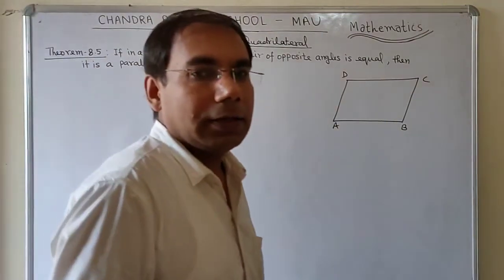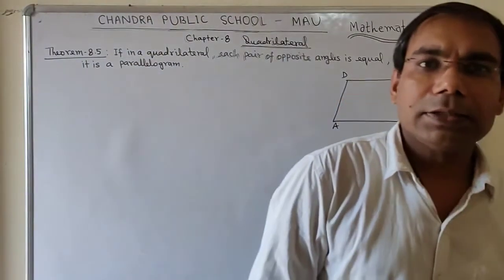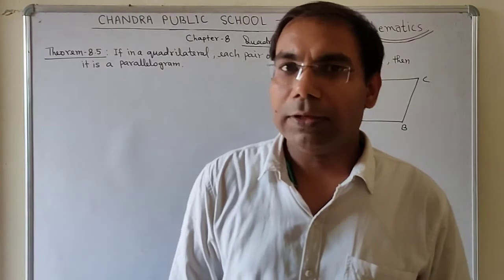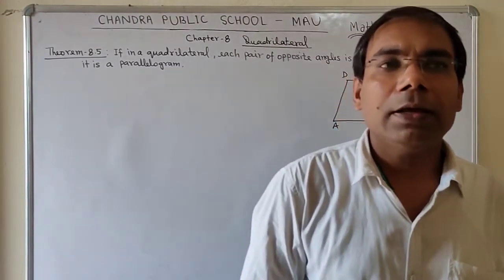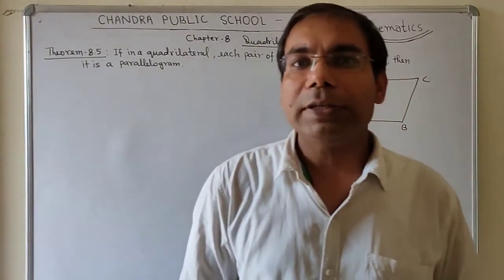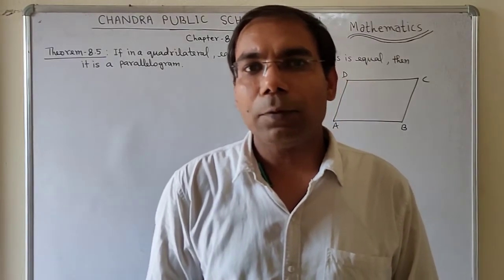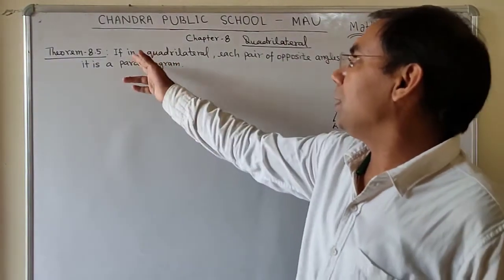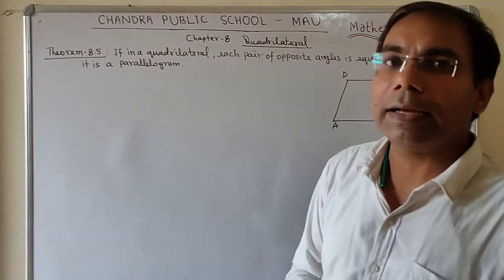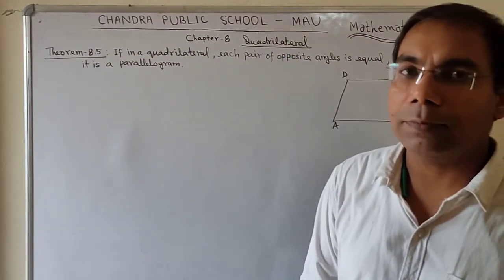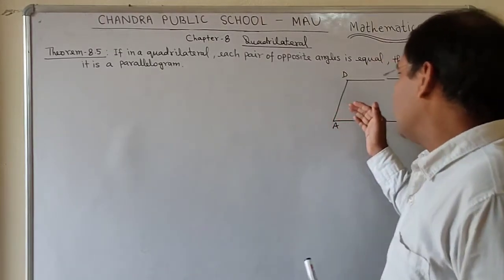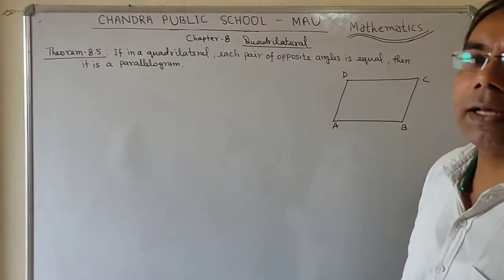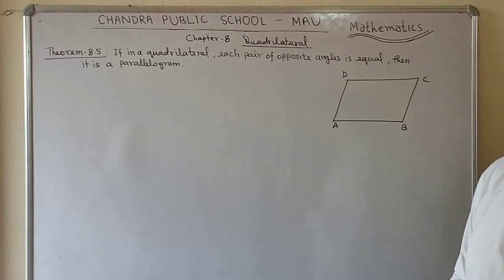Now students, here I have written theorem 8.5, that is just the converse of theorem 8.4. In theorem 8.4 it was given that in a parallelogram opposite angles are equal, that you had given the proof, and here it is given just the converse of that. If in a quadrilateral each pair of opposite angles are equal, then it is a parallelogram. So here you are given that in a quadrilateral both pairs of opposite angles are equal, and you need to prove that it is a parallelogram.